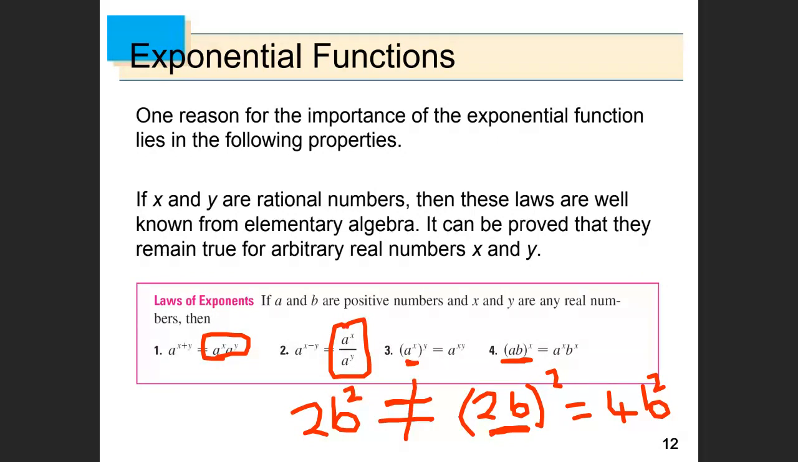Why? Because in the first one, the power 2 is only associated with b. So this 2 there is just a constant. All right. But for the second case, there is a bracket. It means everything inside that bracket must get that power. Hope you're going to remember this.